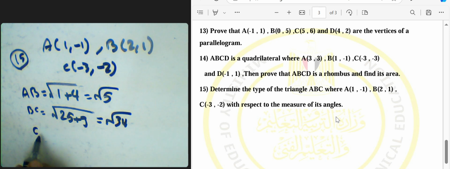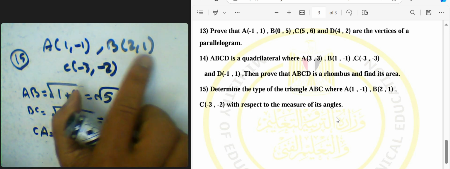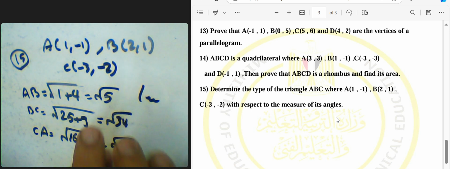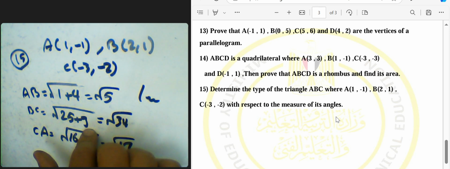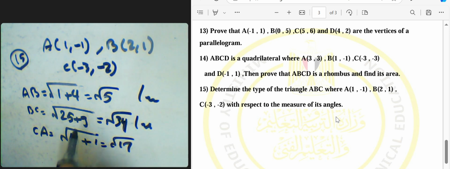And CA: negative 3 minus 1 is negative 4, power 2 is 16, and negative 2 minus minus 1 is negative 1, power 2 is 1. The result will be square root of 17. Again, AB is square root of 5 length units, BC is square root of 34 length units, and AC is square root of 17 length units.